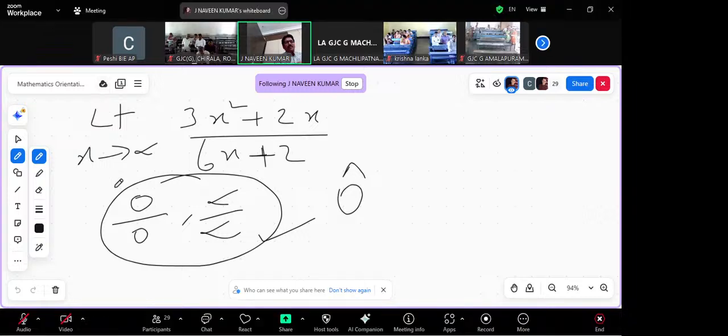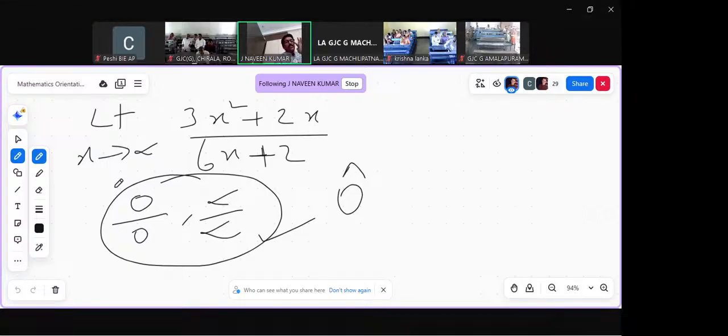So the original name is L'Hopital rule. French mathematician L'Hopital proposed this rule. So the majority of the problems we can solve with the help of this differentiation, maximum which are in the form of 0 by 0 or infinity by infinity. So what about the remaining other indeterminate forms?